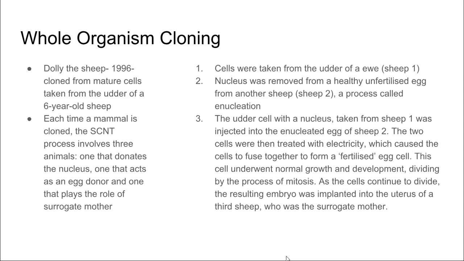The alternative here is whole organism cloning. It's what we saw with Dolly the sheep way back in 1996, where she was cloned from mature cells taken from the udder of a 6-year-old sheep. Each time a mammal is cloned, the process involves 3 animals: one that donates the nucleus, one that donates the egg, and one that plays the role of the surrogate mother. We see here the process that was used in Dolly, and this is a process that is used when whole organisms are cloned. But this happens much less regularly than gene cloning does.